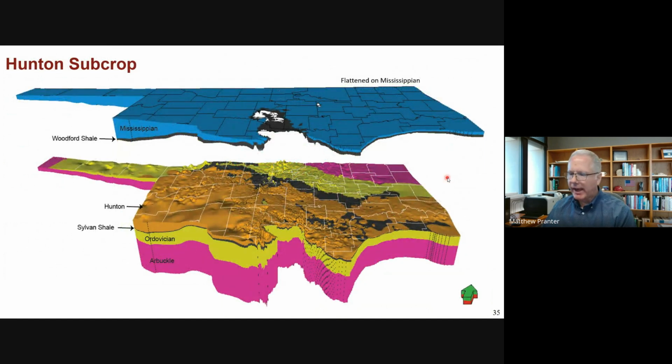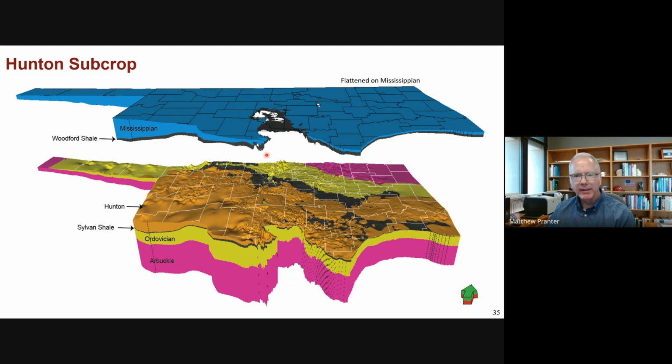And then moving on to the last one is the Hunton. So this is the three-dimensional model. We've just uplifted and raised it up so you could see where the Hunton is. So we've raised up the Woodford Shale and the Mississippian, and this is what the subcrop looks like.